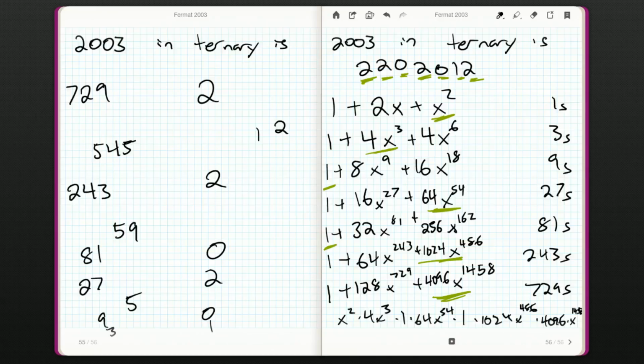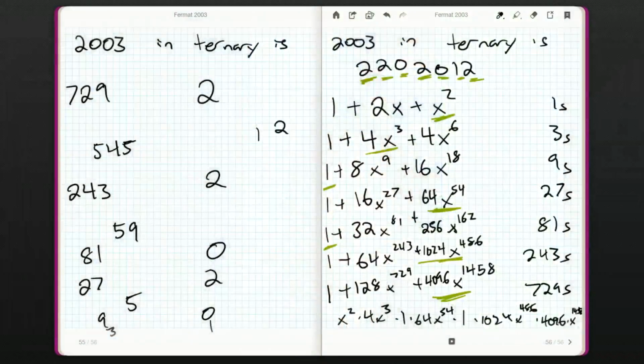If you wanted to at this point, you could also double check your ternary expansion. Make sure that the exponents of all those x's do add up. So 2 plus 3 plus 54. In fact, I'll even grab my calculator and do this right now. 2 plus 3 plus 54 plus 486 plus 1458. I do in fact get 2003. So that's just a little confirmation that I did my ternary expansion correct. Okay, so now what's left?